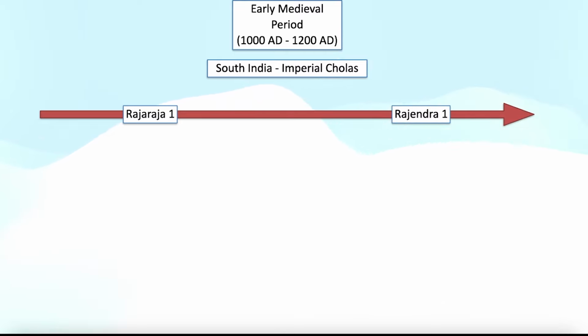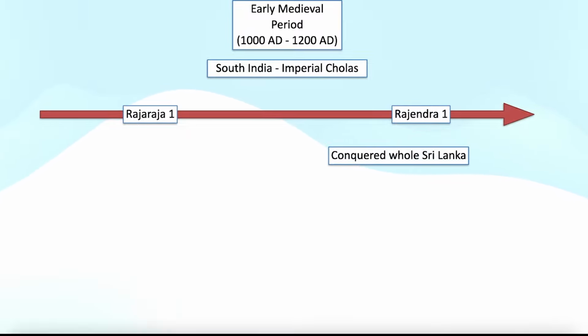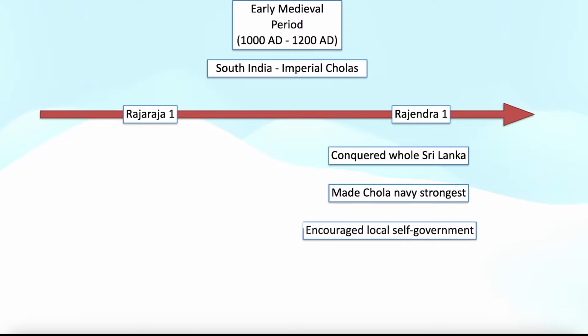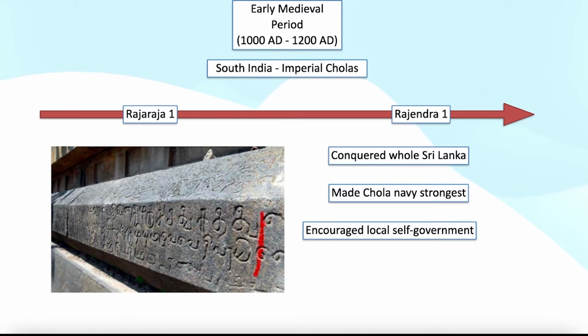Then comes Rajendra Chola I. He sailed beyond the seas. He conquered Sri Lanka and planted the Chola flag across Southeast Asia. Under them flourished a unique system of local self-governance. That system was so unique that its mention is there in the Uttara Merur inscription. So through these local self-governments, villages ruled with wisdom and autonomy. You can see this inscription over here.